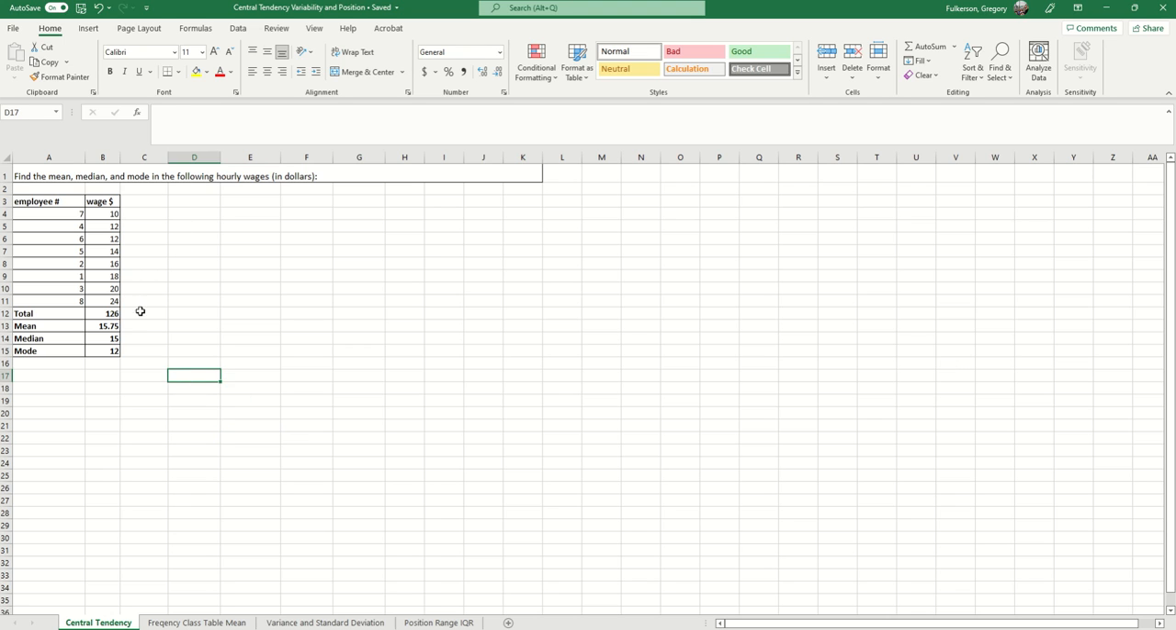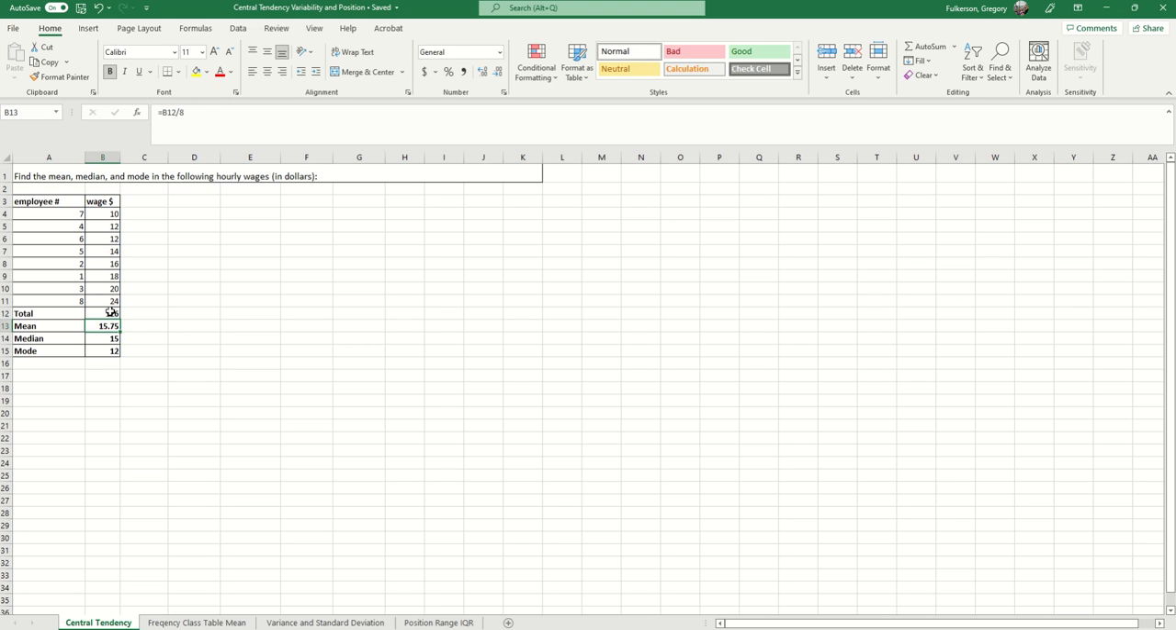The mean, you'll see, is simply the sum total, which we have automatically calculated there. So first of all, let's look at the total. If we click on that, you'll see the formula is sum, and then a range of cells, B4 down to B11. A range in Excel uses the colon, right? So B4 through B11 is B4 colon B11.